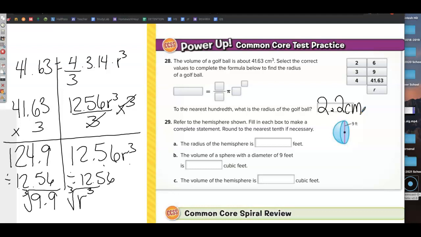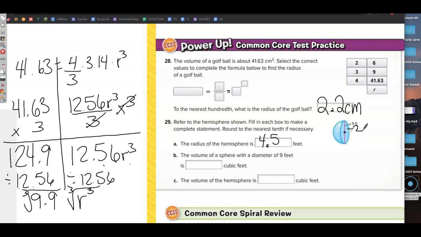Refer to the hemisphere showing. Fill the box to make it. Perfect. So, Addie, what is the radius of the hemisphere? How'd you get 4.5? Perfect. This is the diameter, so you divide it by 2.